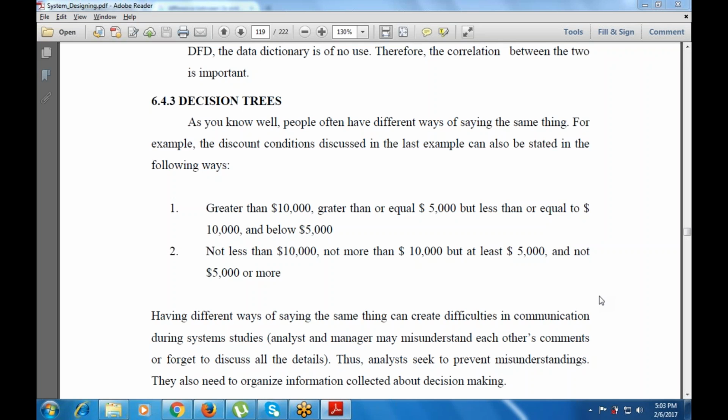Now when we talk about the DFD, it is also used with the data dictionary, showing how and when it is used. This is the way of saying the same with the example, the discount condition discussed in the last example. So: greater than 10,000; greater than or equal to 5,000 but less than or equal to 10,000; not less than 15,000, not more than 10,000 but at least 5,000, or less than 5,000. These are the various conditions specified with the DFD data dictionary.